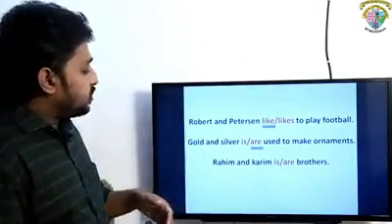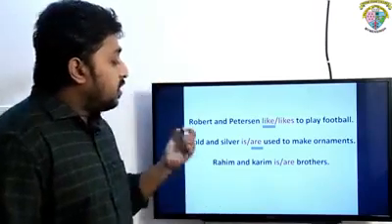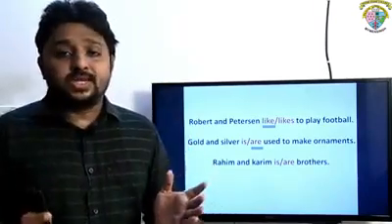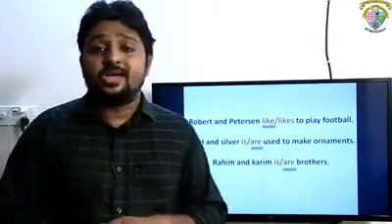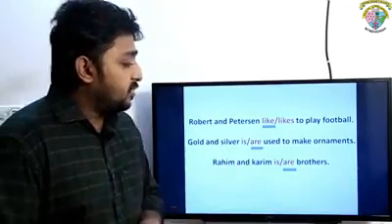In the next line also we can see a very similar example, Rohim and Korim. Two subjects are connected with and, and that's why the answer should be are. Rohim and Korim are brothers.